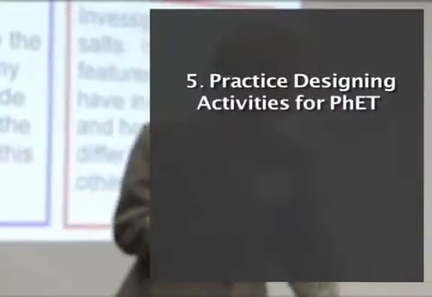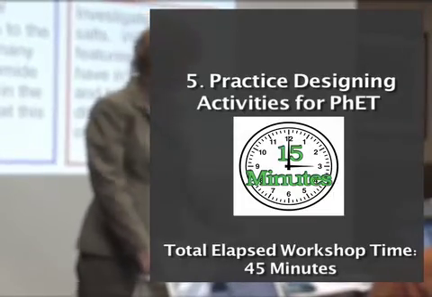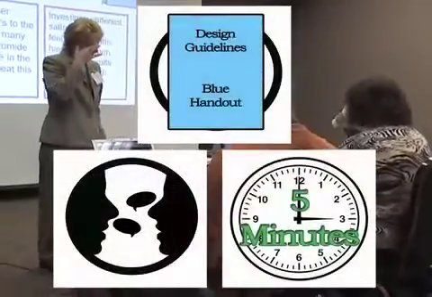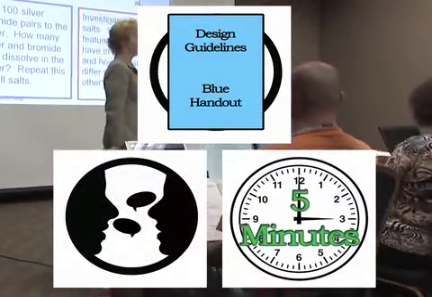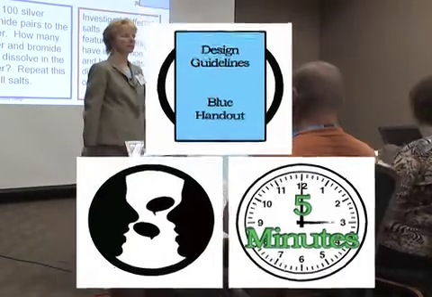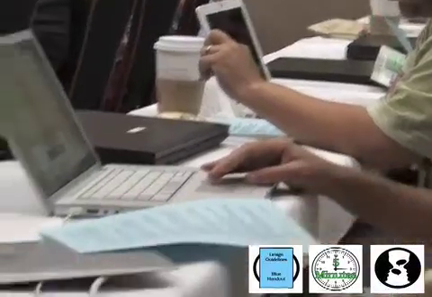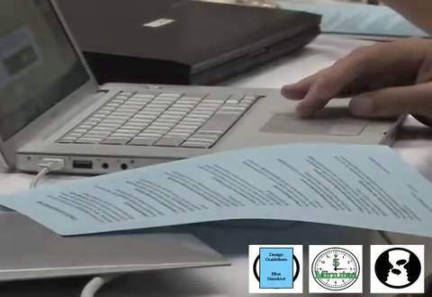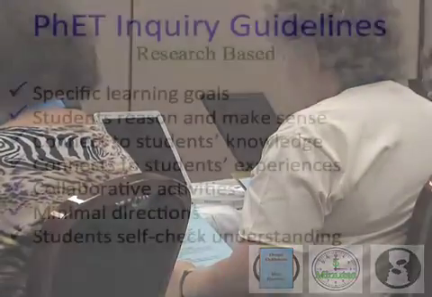In the next section of the workshop, we show participants our design guidelines and let them practice using them. We then hand out the blue design guidelines handout and spend about 5 minutes discussing in a group how to apply those guidelines to create an inquiry type activity like you see in the red box. The objective here is to give participants a chance to practice using those guidelines to create inquiry activities.